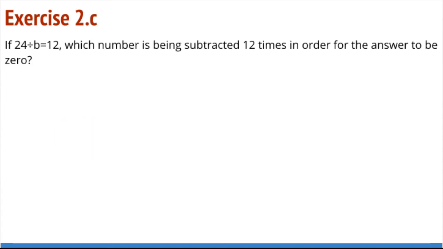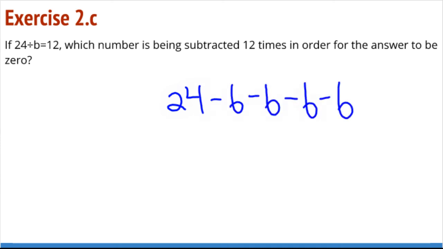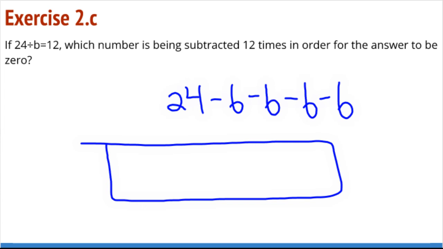So here we have 24 divided by b is equal to 12. And which number are we going to subtract 12 times? So in other words, we're doing 24, and we're going to subtract b 12 times. And no, I'm not going to write them all out, but we'd keep subtracting. So we have the 24, and we're going to subtract out 12 times.